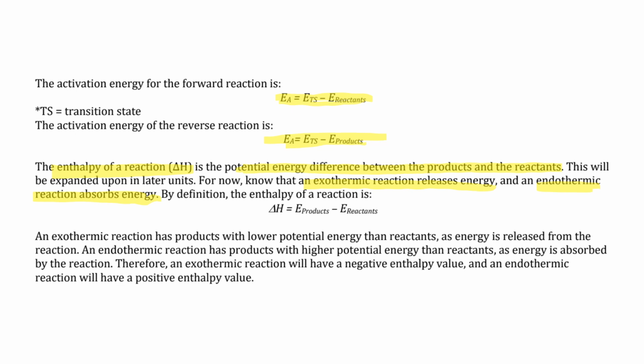The enthalpy of a reaction is delta H, and that equals the energy of the products minus the energy of the reactants. An exothermic reaction has products with a lower potential energy than the reactants because energy is being released. An endothermic reaction has products with a higher potential energy than the reactants because you are absorbing energy. Therefore, an exothermic reaction will have a negative enthalpy value, while an endothermic reaction will have a positive enthalpy value.